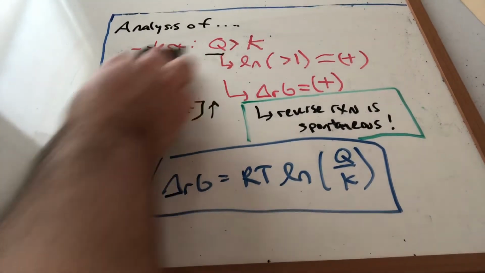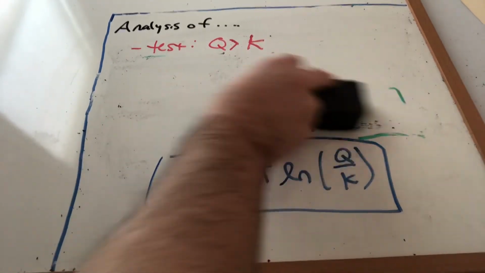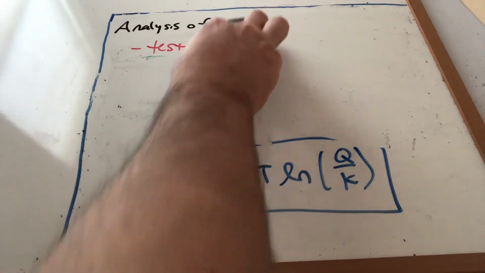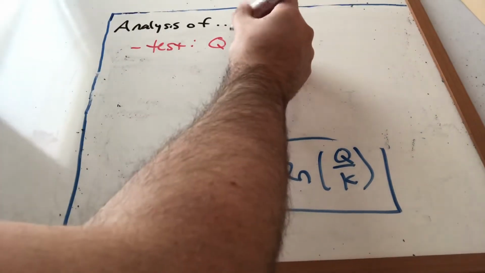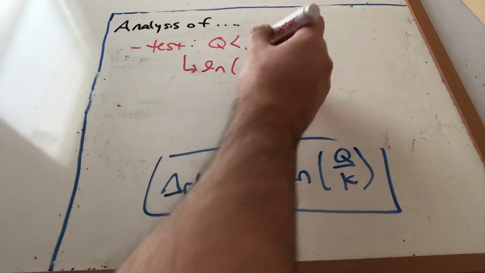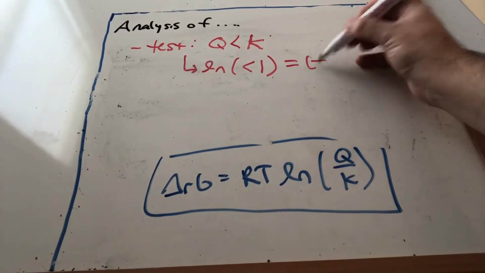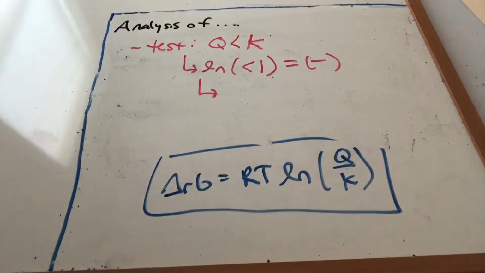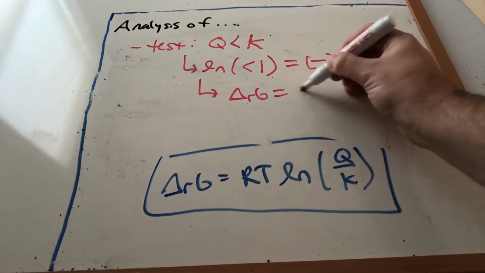One last test. What if Q is less than K? All right, you can kind of see where this is going, hopefully. And then I want you to make the connection yourself to what our Gen Chem argument would be. If Q is less than K, let's do an analysis of this math here. The natural log now is a natural log of a number that's less than 1. And so what you get out for this natural log is a negative value. And if you're getting a negative value for the natural log, this is positive, so delta reaction G is negative.